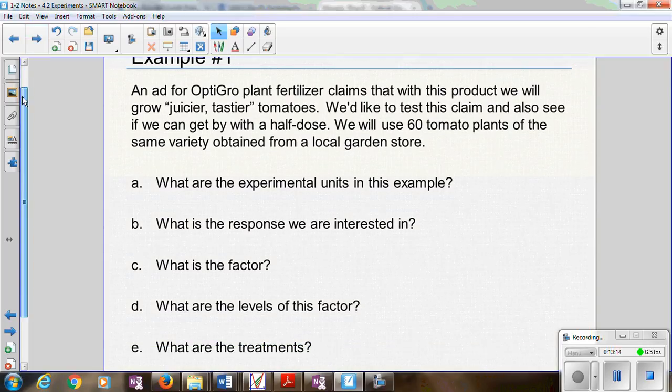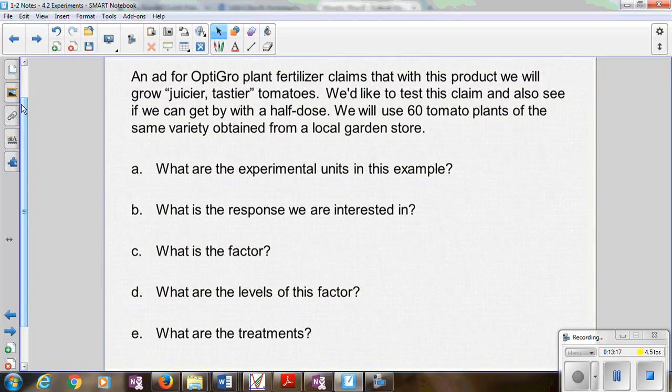And so here's an example. An ad for OptiGrow plant fertilizer claims that with this product, we will grow juicier, tastier tomatoes. We'd like to test this claim and also see if we can get by with half a dose. We will use 60 tomato plants of the same variety obtained by the local garden store. So let's see how well you can respond to these questions using what you know about the terms that we just talked about. Go ahead and press pause and answer these questions, and then when you're done, I'll go through the answers.